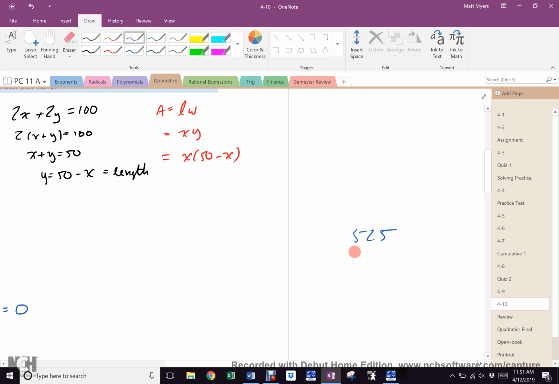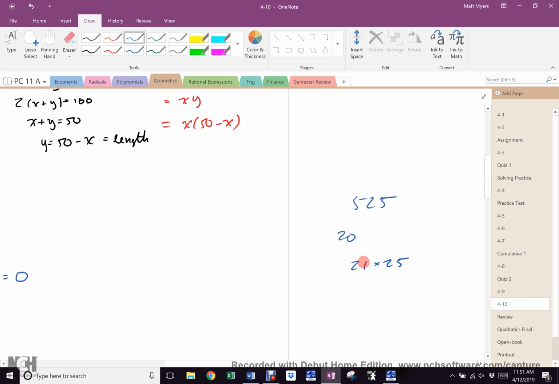25 goes into 500 how many times? Yeah. How many quarters are in a $5 bill? 20. And then there'd be 21, right? So 21 times 25. Yeah? Is that 50? No, 25 squared is 625. So 25 and 21 won't work. But it gets close, doesn't it? That's 46.